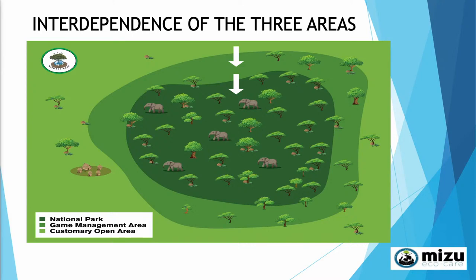The opposite, degradation in the customary open area, also leads to degradation in the GMA and degradation in the national park. If there is degradation in the GMA, which is where hunting often happens, it means now you have to bait wildlife from the inside to come out.